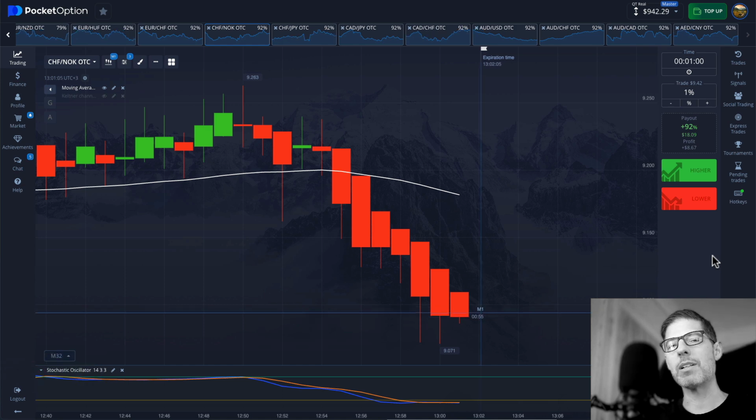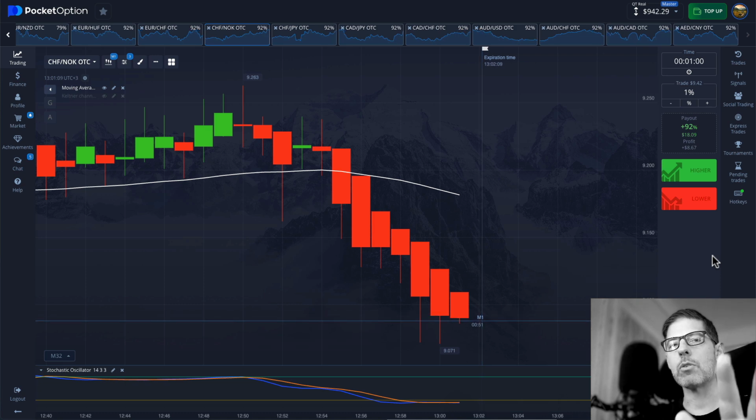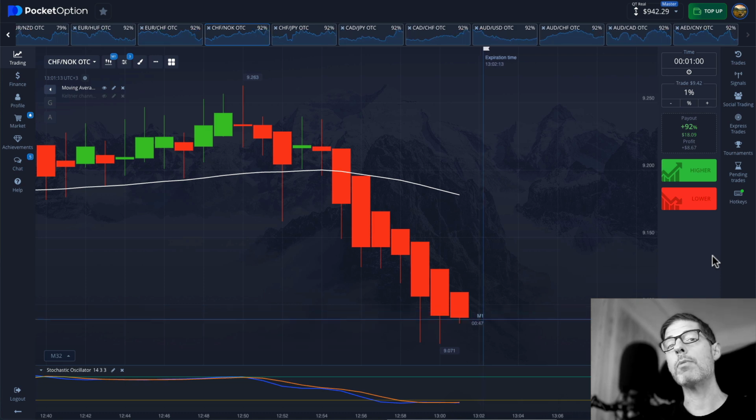So that's really how simple it is, guys. Try this out. You guys have to try this strategy. Look for the flat tops, the flat bottoms. I think you will be very surprised how effective this is.